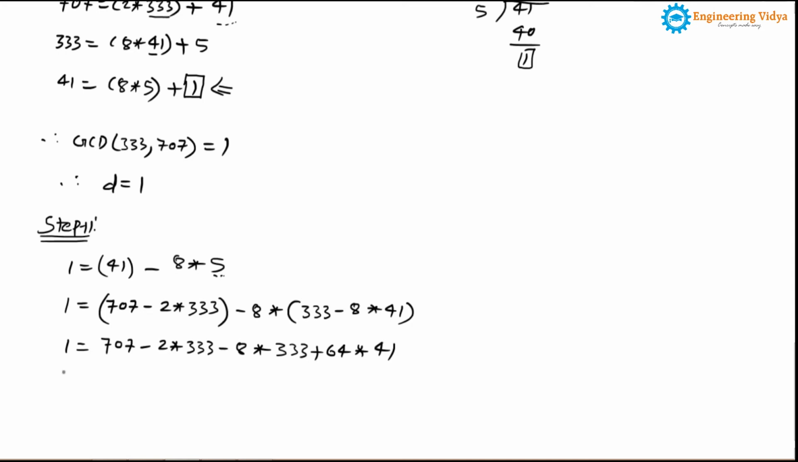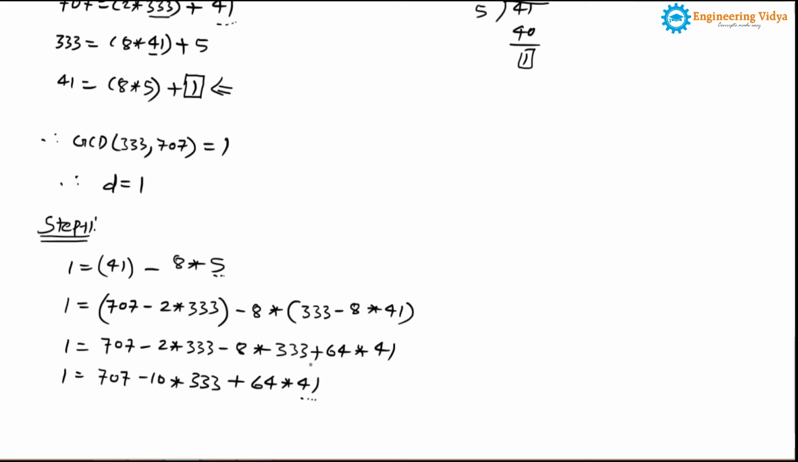41, and now we'll do the simplification here. 707 is there, so it will not be affected, and here we have 333 and here we have 333, so minus 10 will come, minus 10 into 333, and then after that here we have 64 into 41. Now check again, do we have a remainder in this equation? Yes, again here we have a remainder, that is 41, right?